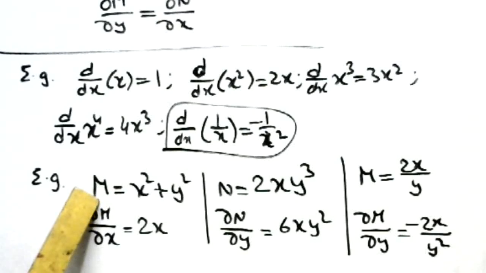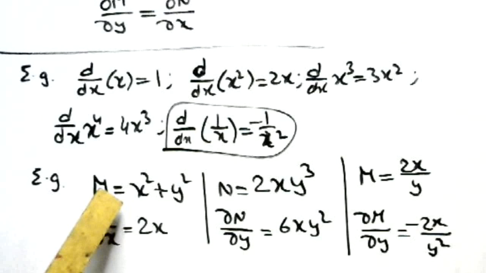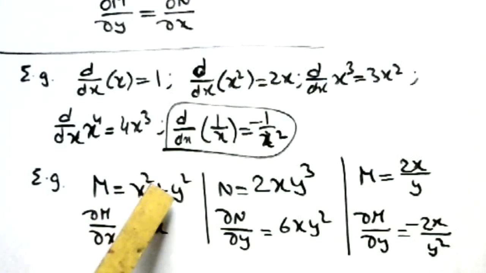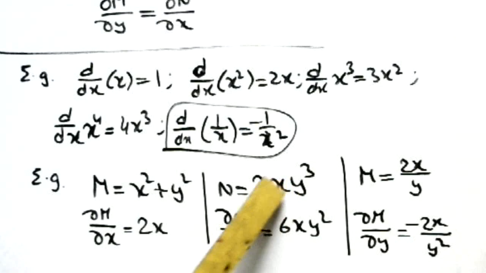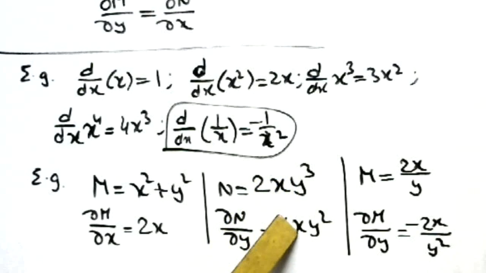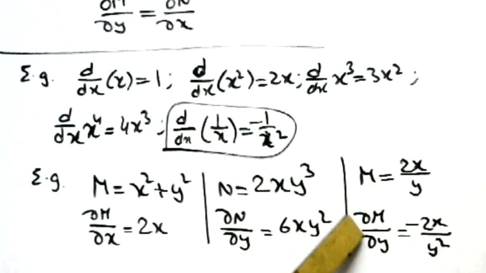Now see here, suppose we have M equals x square plus y square. If we do partial differentiation, ∂M/∂x, with respect to x, we take y as constant. So d/dx of x square is 2x. Then suppose we are differentiating partially with respect to y: d/dy of y cube is 3y square. We don't differentiate x, we write x as it is. So 3 comes here, 3 into 2 is 6y square.